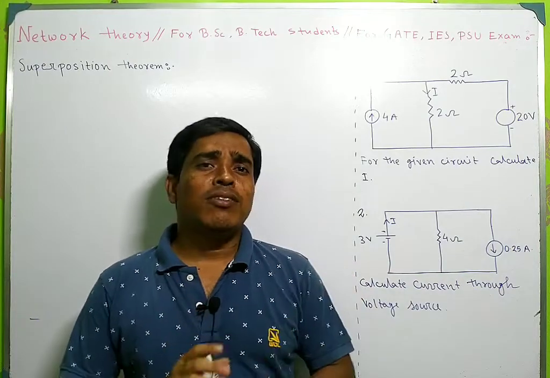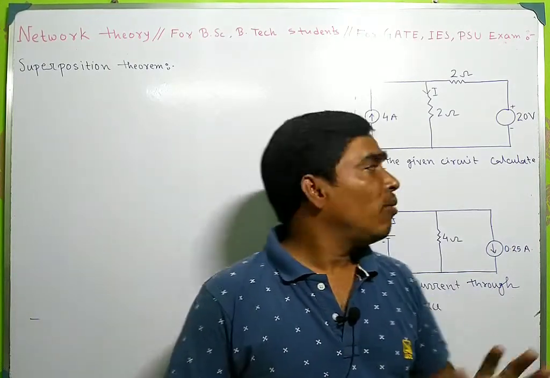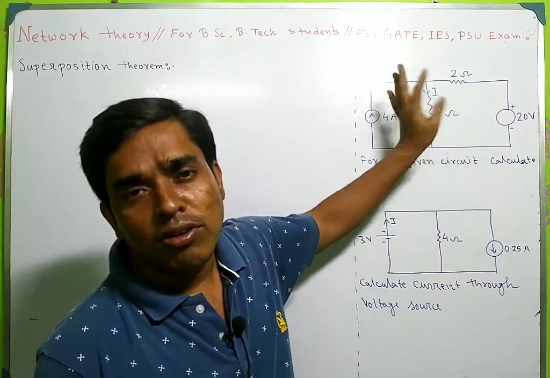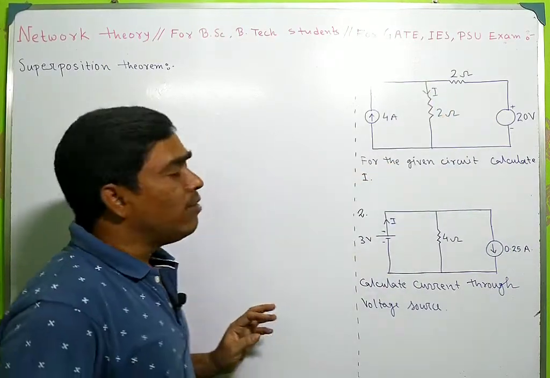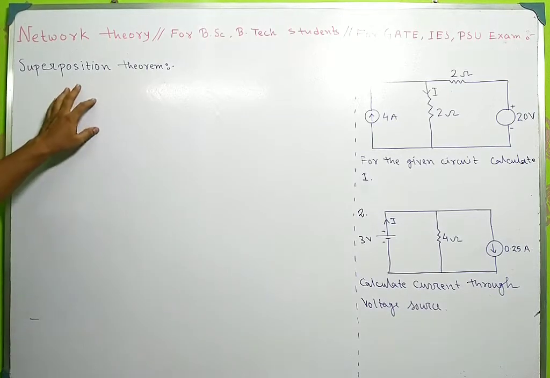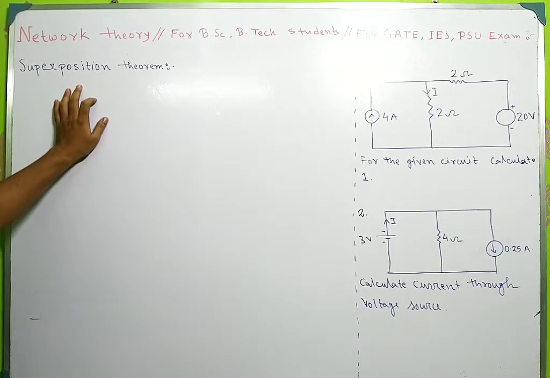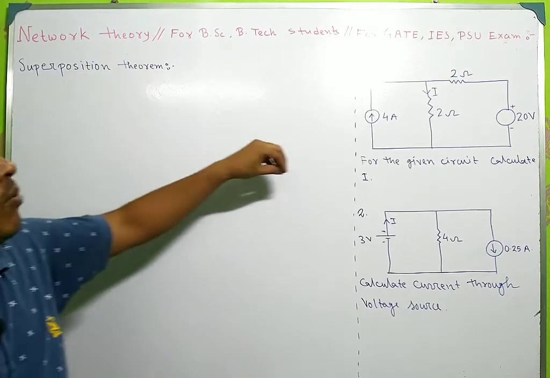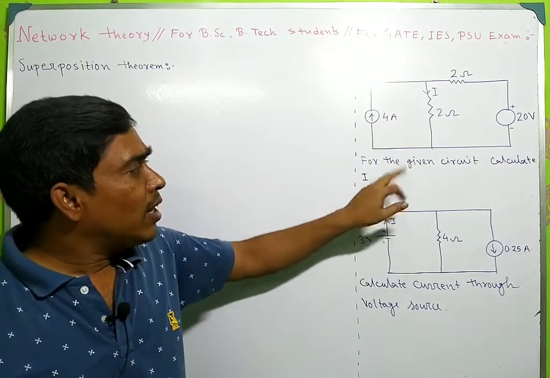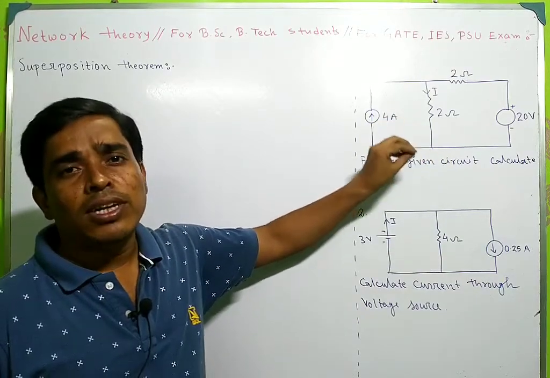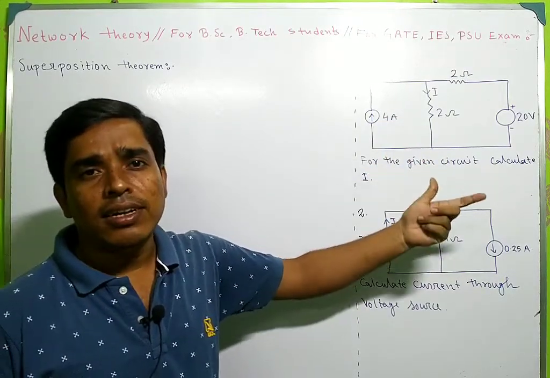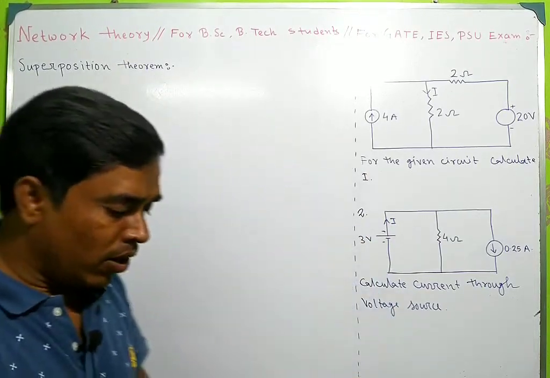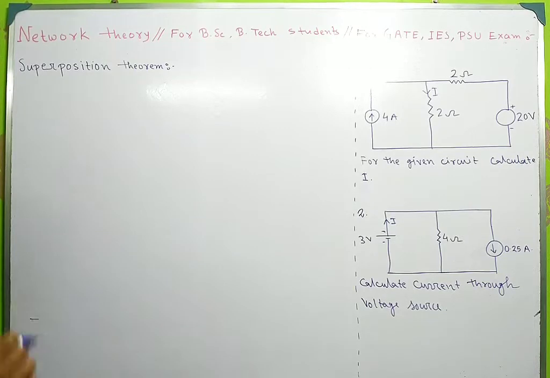By using this theorem, we can easily calculate any branch current or branch voltage. What is this theorem? This theorem is the superposition theorem. So we have to know about the superposition theorem. By using this theorem, we can easily calculate any branch voltage or branch current when the circuit contains more than one energy source. So what is the superposition theorem?